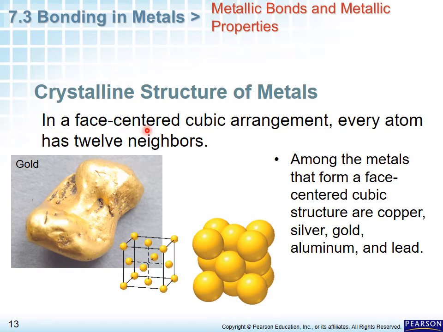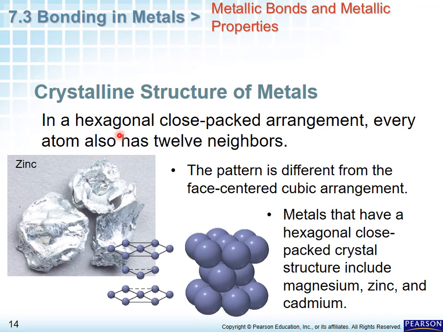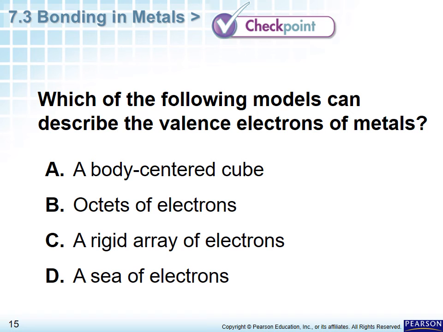Now the different one, in the face center cubic arrangement, every atom has 12 neighbors. Face center means every face has one atom between this. Among the metals that form the face center cubic structure are copper, silver, gold, aluminum and lead. Now in the hexagonal close pack arrangement, every atom has 12 neighbors. The pattern is different from the face center cubic arrangement. You can see here, metals that have the hexagonal close packed crystal structure include magnesium, zinc and cadmium. So it looks like hexagonal sheets. Now, which of the following models can describe the valence electrons? A sea of electrons.